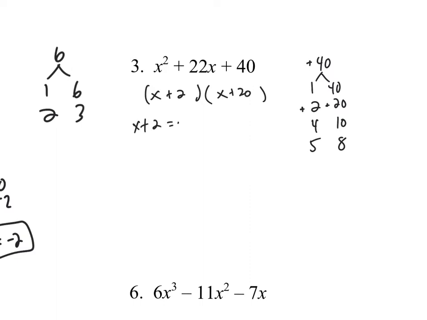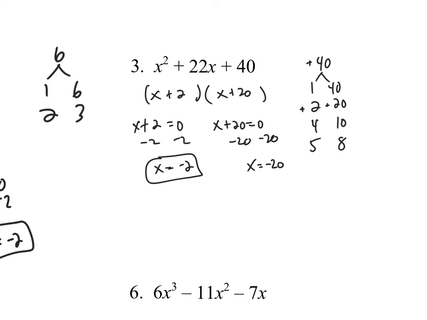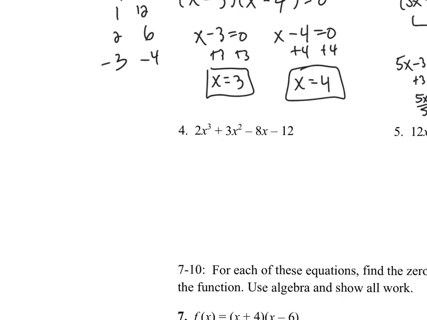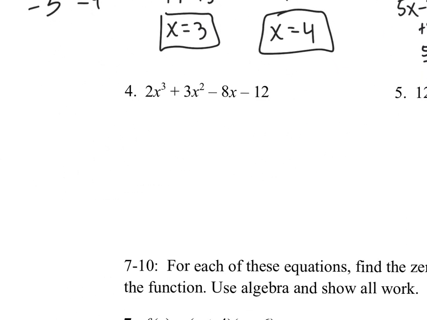We get x plus 2 equals 0, x plus 20 equals 0. Subtract 2, x equals negative 2. Subtract 20, we get x equals negative 20. All right, number 4. This one we're going to have to factor by grouping.